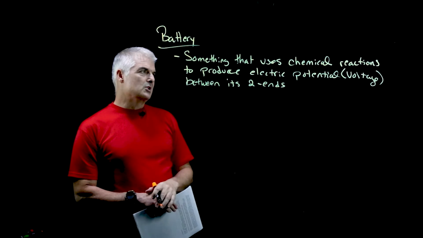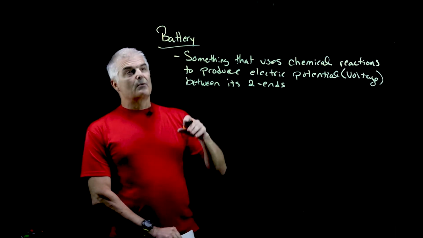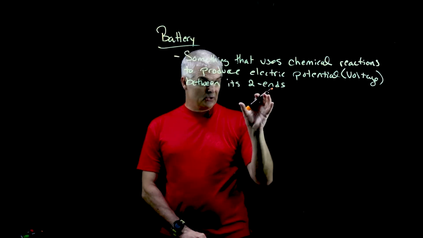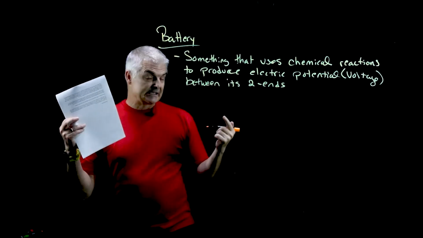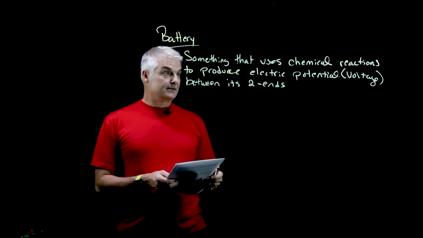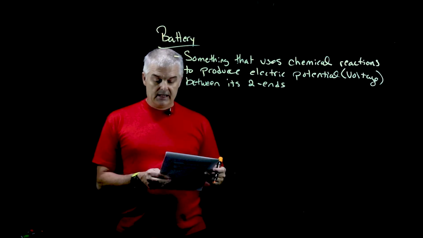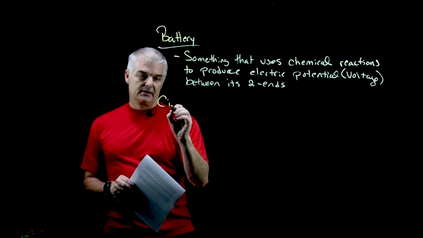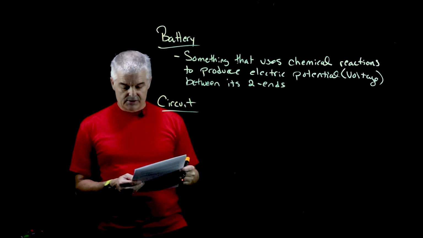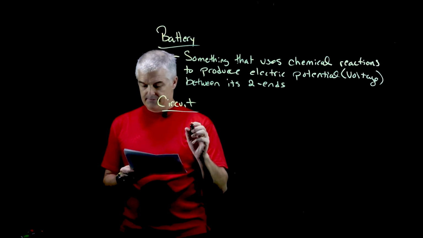It's not that important that we know all the chemistry of it, but that we have a battery, and the key component of a battery is voltage. It's going to provide electrical potential. Okay, and then the next term is a circuit. Now, circuit's interesting. I'll write it all down here.